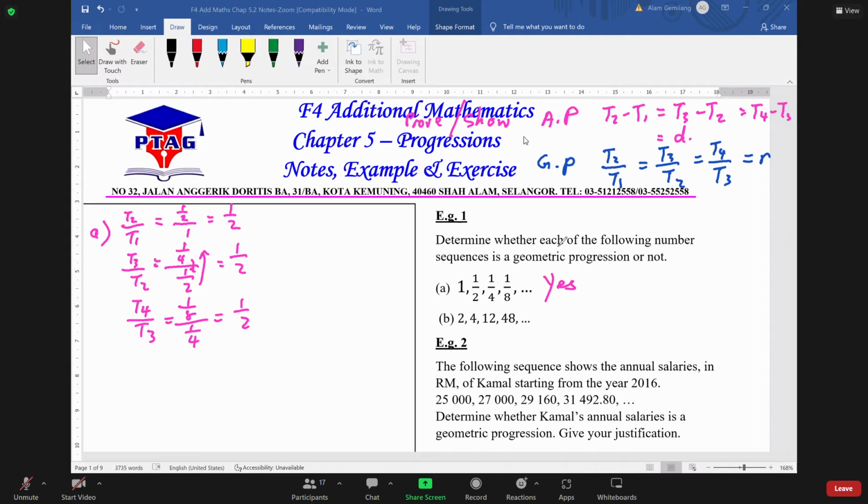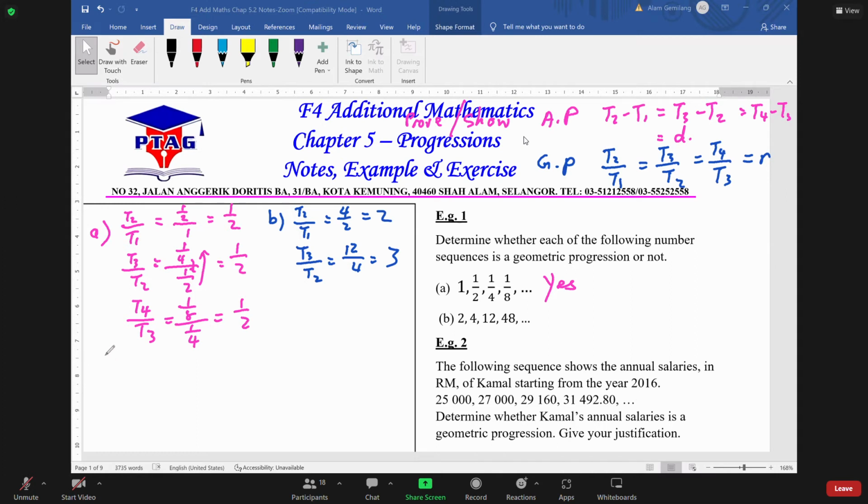For B, T2 divided by T1 equals 4 over 2, so you get 2. T3 divided by T2 is 12 divided by 4, so this one becomes 3. So they are not equal already.